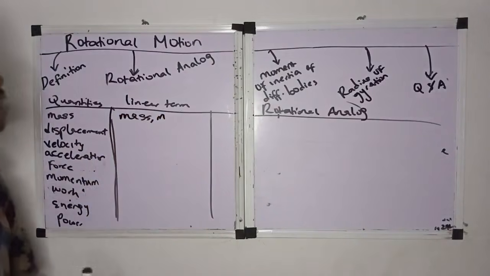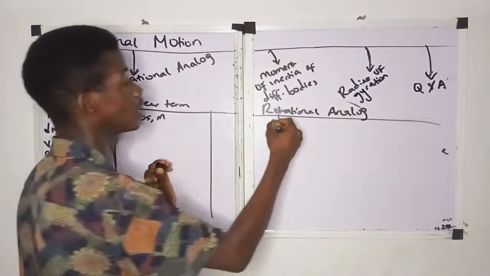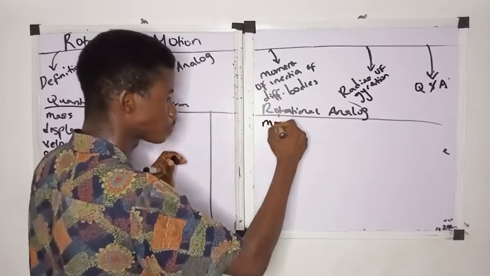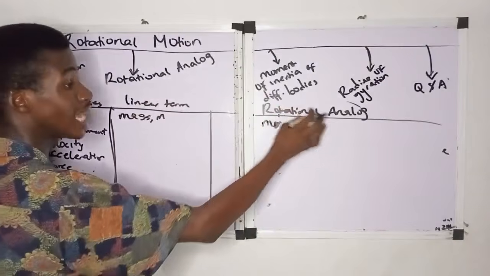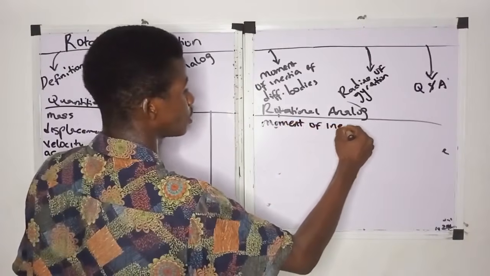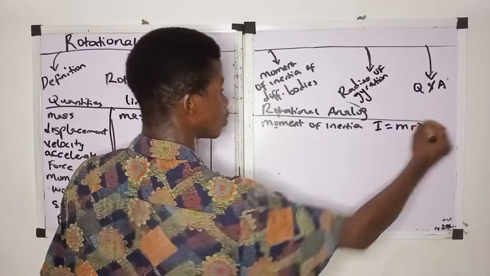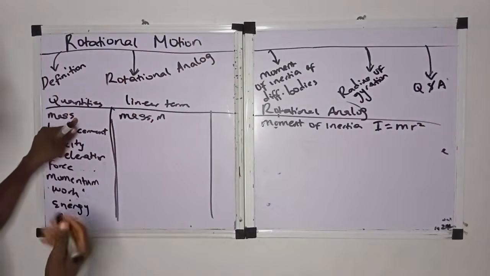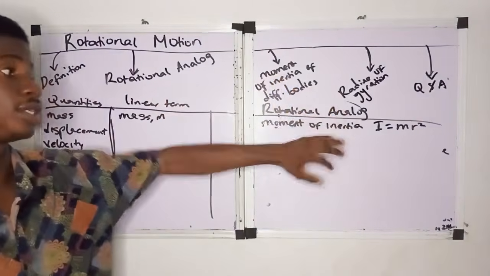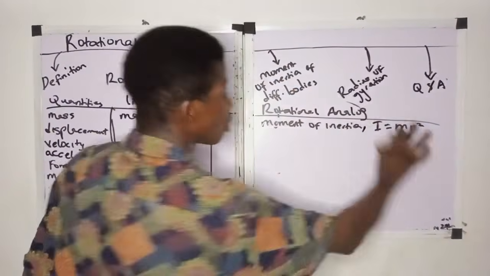Then for the rotational term, the rotational analog of mass is known as moment of inertia, represented by I, which is equal to m r squared. So the linear term for mass is still mass, while the rotational analog of mass is moment of inertia, I. Moment of inertia is equal to the mass of a body times the square of the radius.